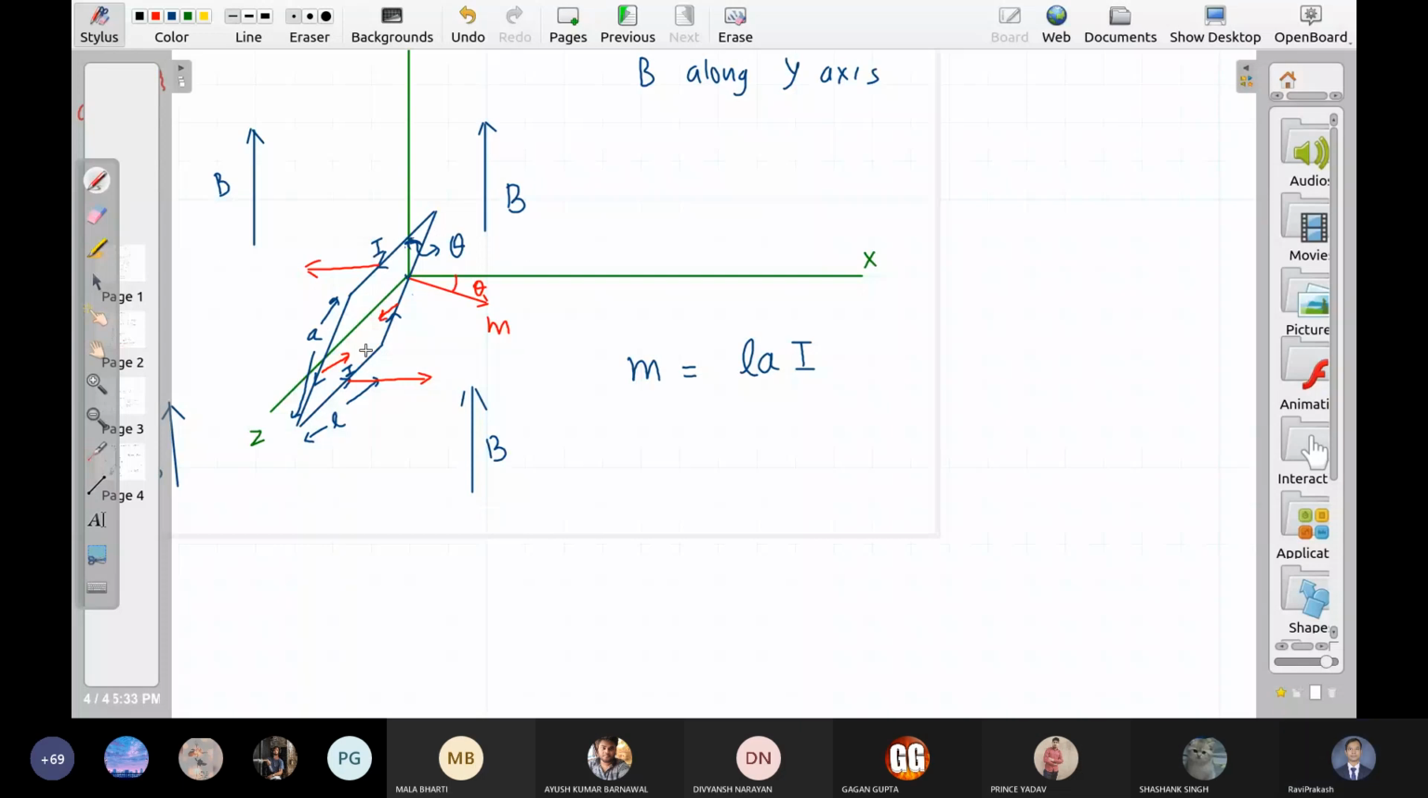So what you see, two forces, let me call them F1 and F2. They are trying to rotate the loop, right? And the other two forces, F3 and F4, I'm not going to write them here. They are trying to shrink or expand the loop.